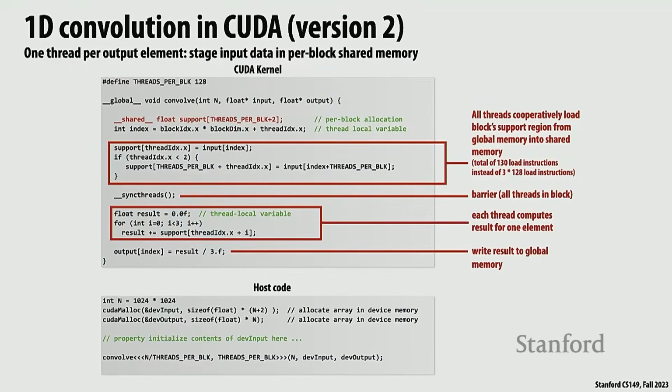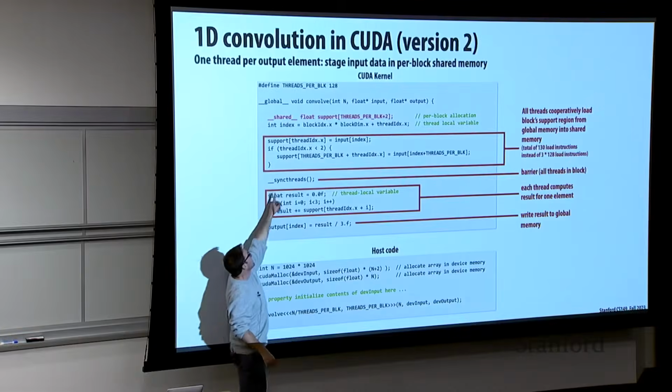And then I say if the thread index, and remember that's a block local thread index, is less than 2, in other words, if you're thread 0 or 1 in the block, what do they do? They move the last 2 elements. So I have 128 threads in the block. Every thread is responsible for grabbing one piece of data from memory and putting it in this shared array. And then because I need 130 things and not 128 things, I had to have 2 of these threads do a little bit more work. It's a little ugly.